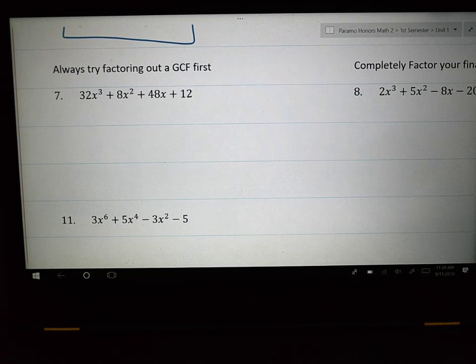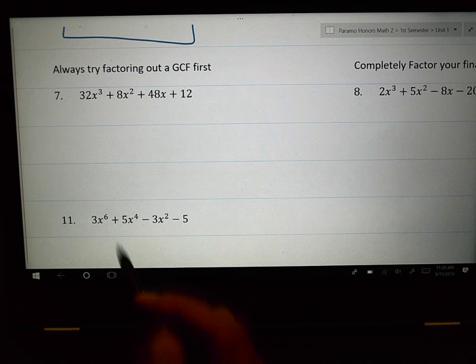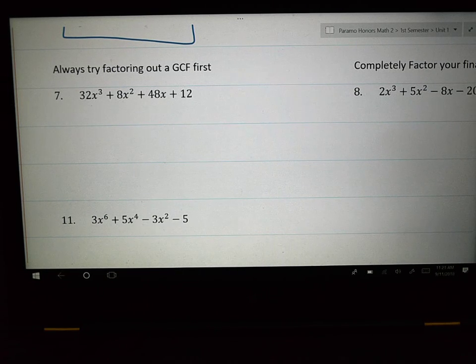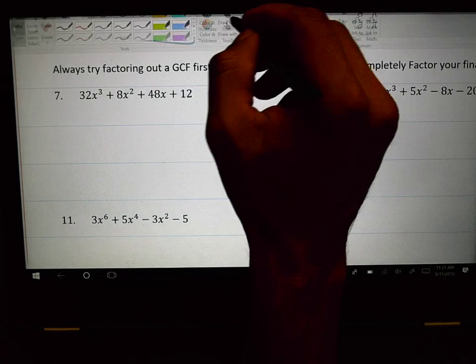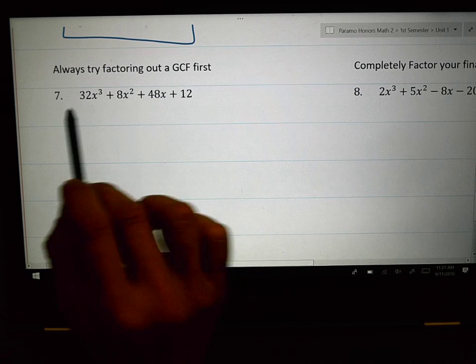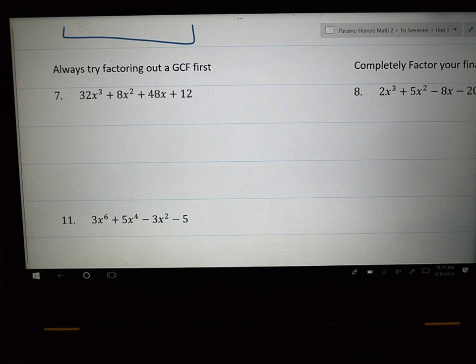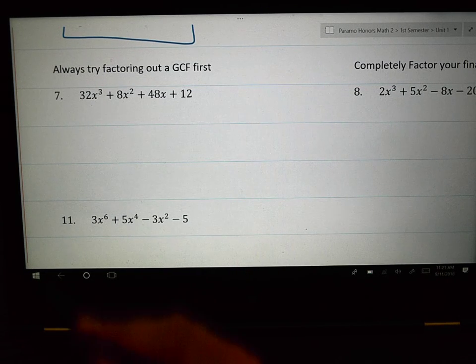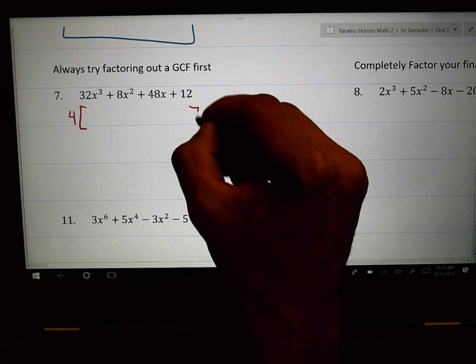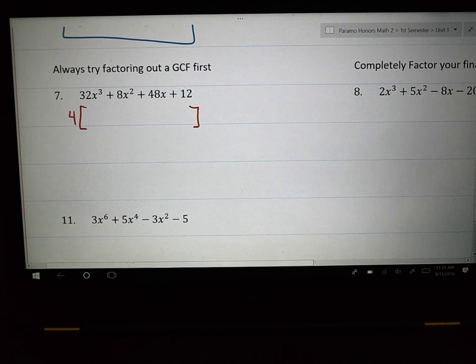Now, how are they going to make this harder and try to trick you? Sometimes they're going to have a GCF of the entire thing, like number 7. Is there a GCF of all 4 terms? Yes. What goes into all 4 terms? 4. I'm going to use a bracket just because this is a big thing, and I'll get rid of the bracket in a second. But if I were to pull out a 4 from all 4 terms, what goes inside the bracket?